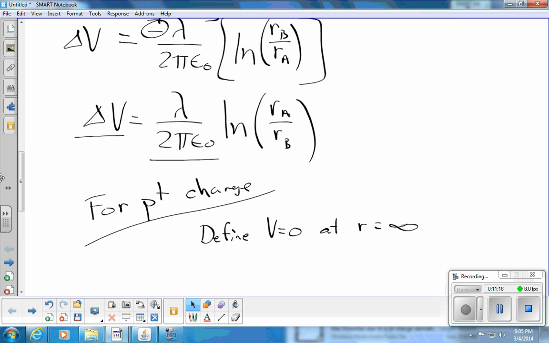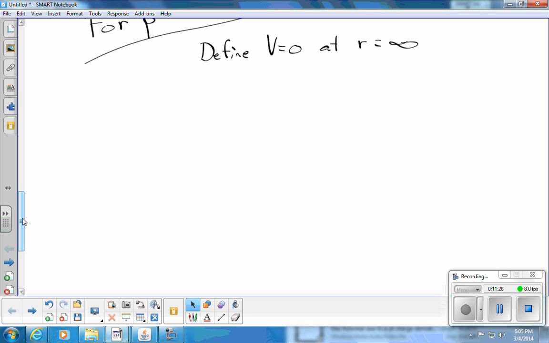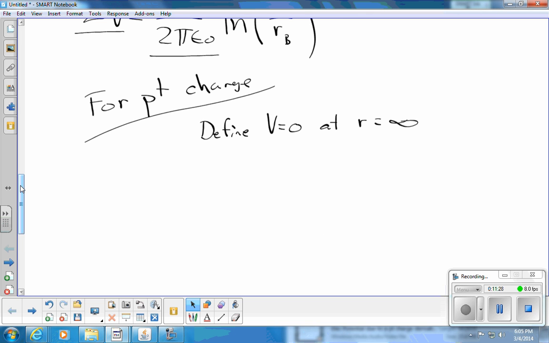And the reason for that is that the difference in potential for a point charge going from any point to infinity is a finite number. So in other words, if you're near a positive point charge, if here's point A near a positive point charge, the difference in potential between A and infinity is a finite number, like 80 volts.